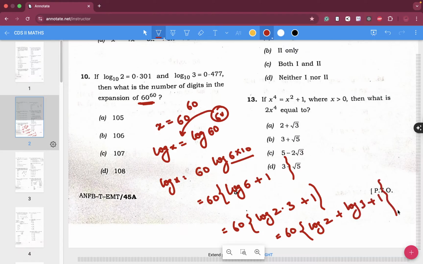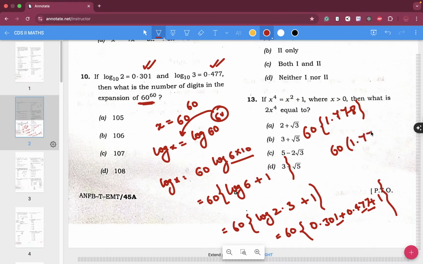And they have given the values of log 2 and log 3. Obviously, unless otherwise explicitly written that it is not in base 10, it is in base 10. Which means 60 into 1 point, 7 plus 1 is how much? 8. 7 plus 0 is 7. 4 plus this particular value is 7. So 60 into 1.778 is what we have in picture.